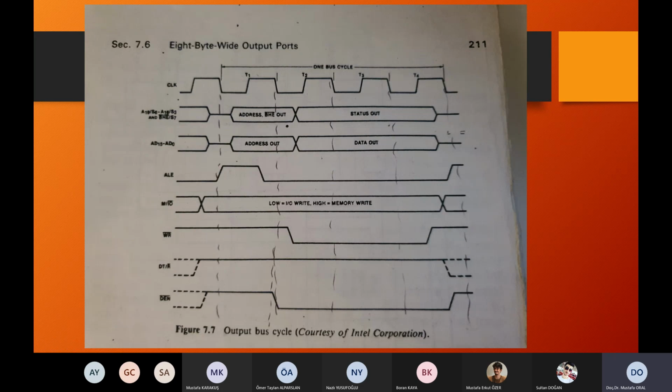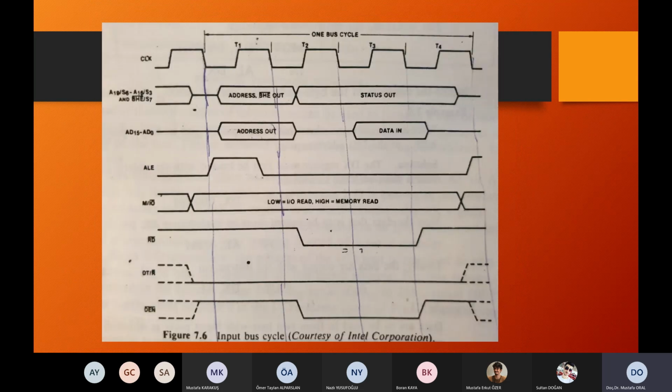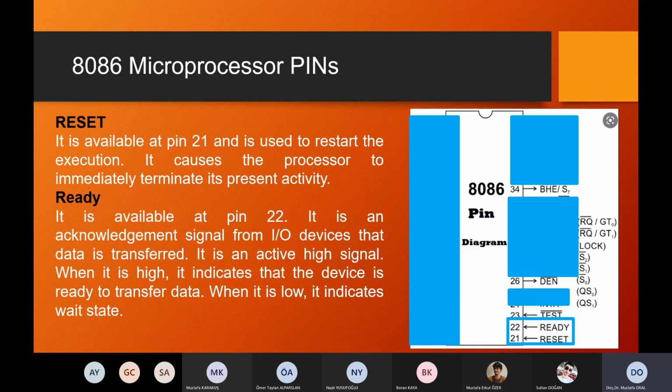Whenever the outer device is ready, it will be signaling ready, and then the operation will continue. The reading or writing operation will be completed. This is true for reading or writing, and it all depends on the outer device's speed. And the last one, ready, reset, okay.